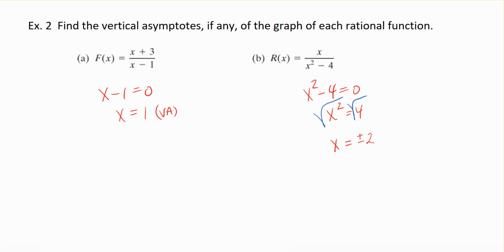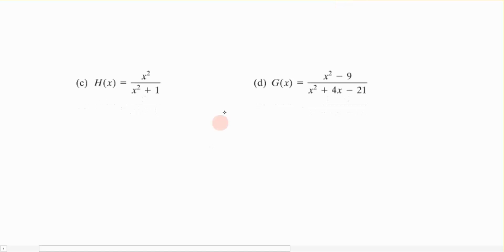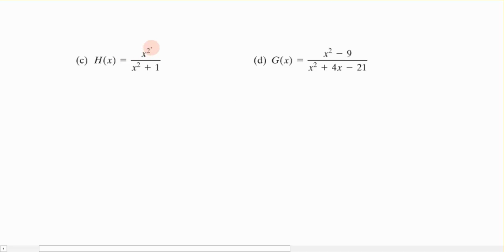How about another example? We're going to try to make these a little bit more difficult. So here I have x squared over x squared plus 1. Again, don't fall for this. You cannot cancel these two x squareds because of this plus 1 here. So let's take x squared plus 1, set it equal to 0, and solve for x. So I'm going to subtract 1 to the right-hand side, and I get negative 1.